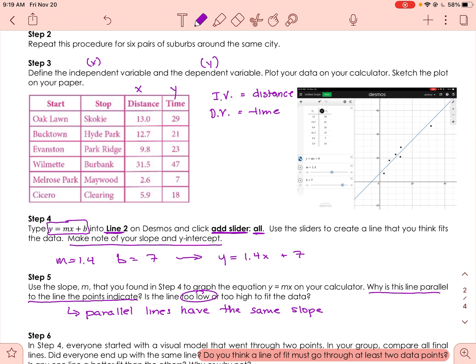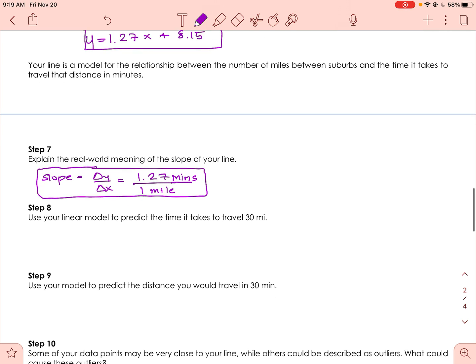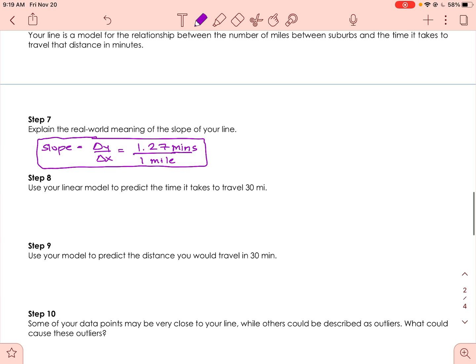Now, if you go back up to our table, we see that distance is our x value, y is our time. And so distance is being measured in miles, and y is being measured in minutes. Okay? So since y is minutes, we know that it takes 1.27 minutes to travel 1 mile. So the representation of our slope is that it is telling us how many minutes it takes to travel 1 mile in Chicago. So on average, it takes 1.27 minutes to travel 1 mile between these different suburbs.